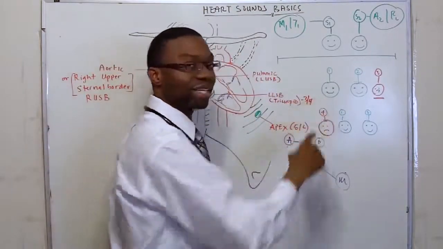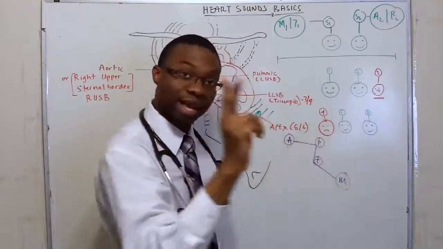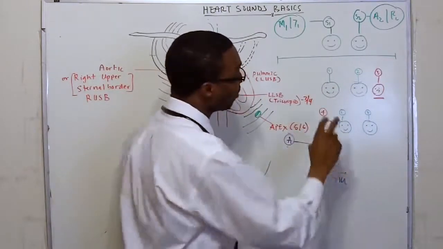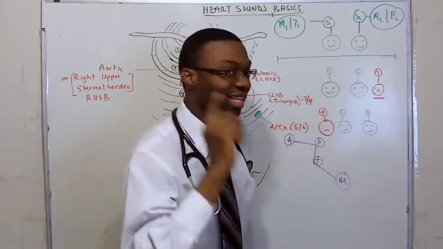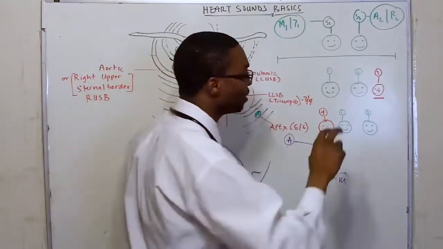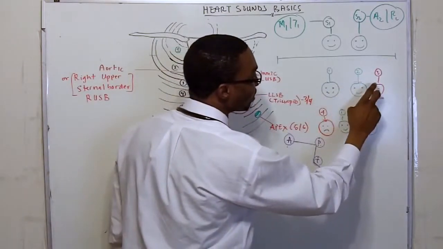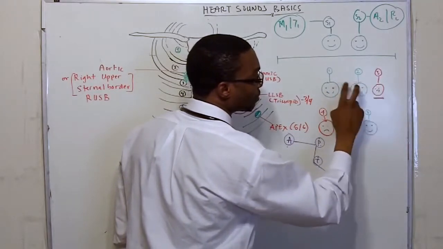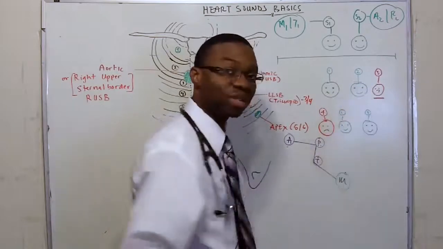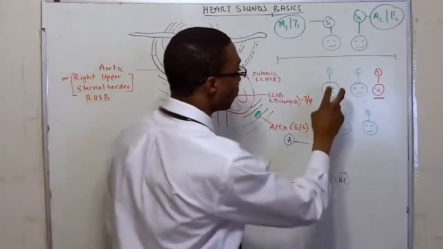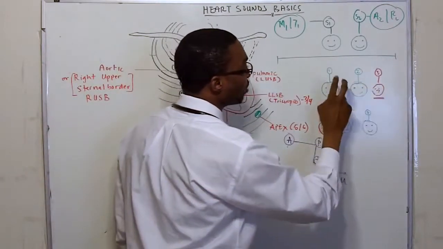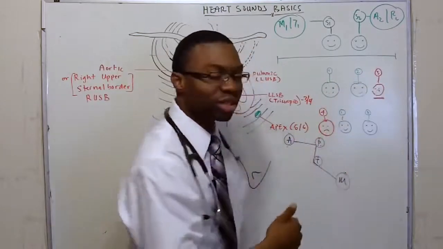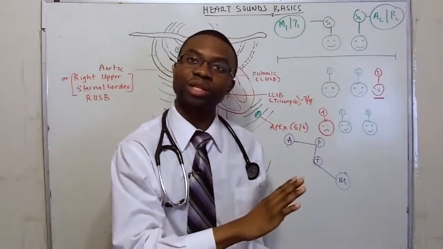Look at this nice smiling face. That's our S1. The second smiling face, S2. Check this out. 1-2. That's normal. 1-2. That's normal. Now I want you to hear very carefully. 1-2-3. 1-2-3. That is 1-2-3. I'm already squeezing the smiley face, but it's fine, it's just an illustration.